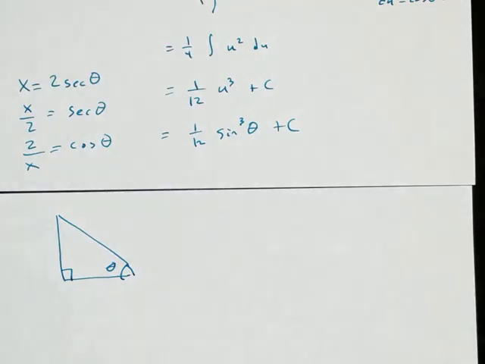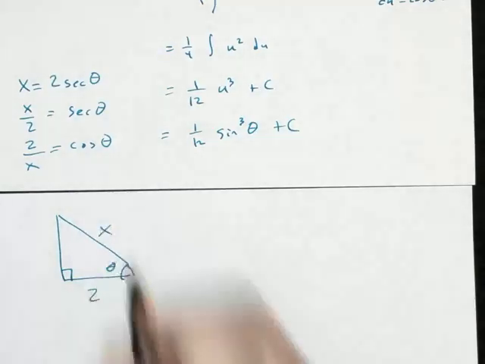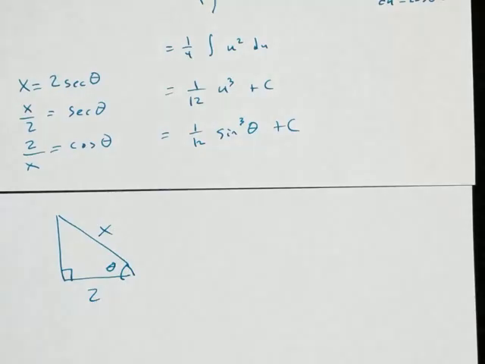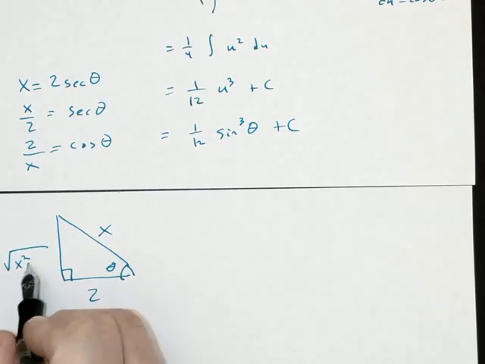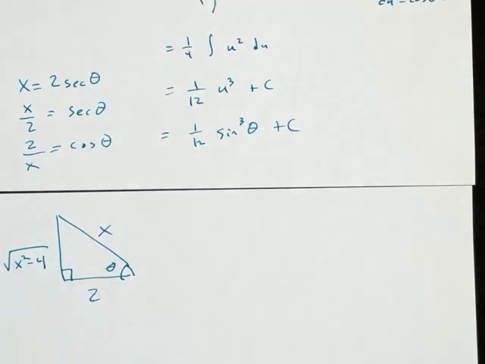If that corner is the angle theta and cosine is 2 over x, one of the legs and the hypotenuse, right? Cosine is adjacent over hypotenuse. The adjacent part would be 2 over the hypotenuse x. What's the other leg? The other leg, by Pythagoras, is the same square root expression we started with.